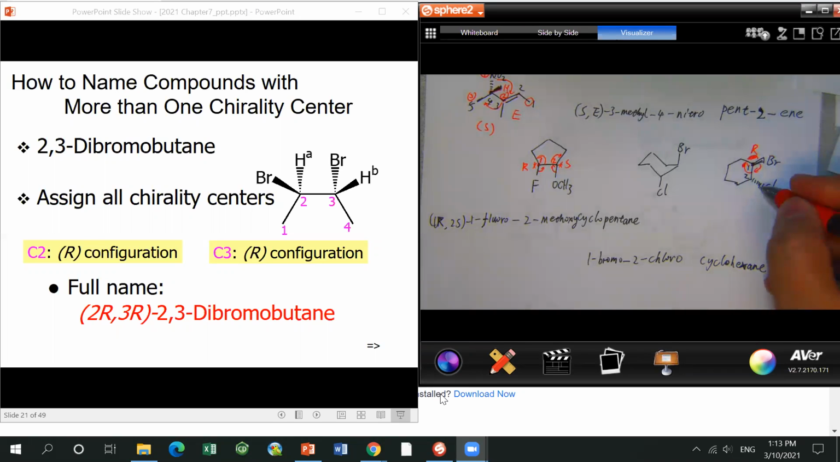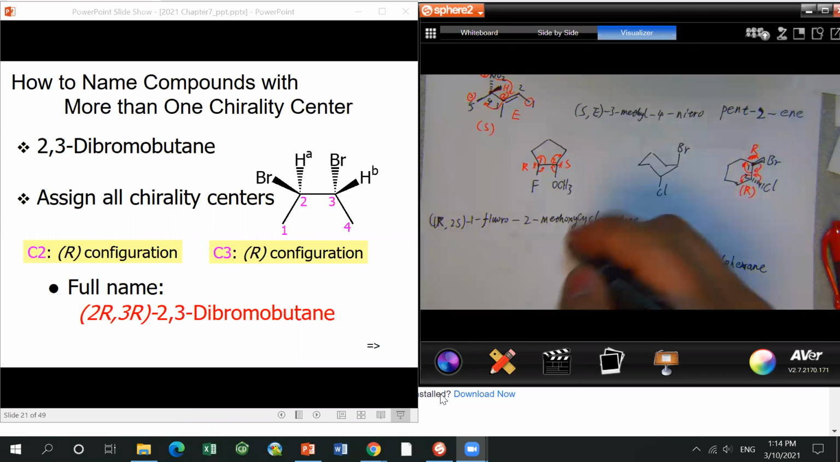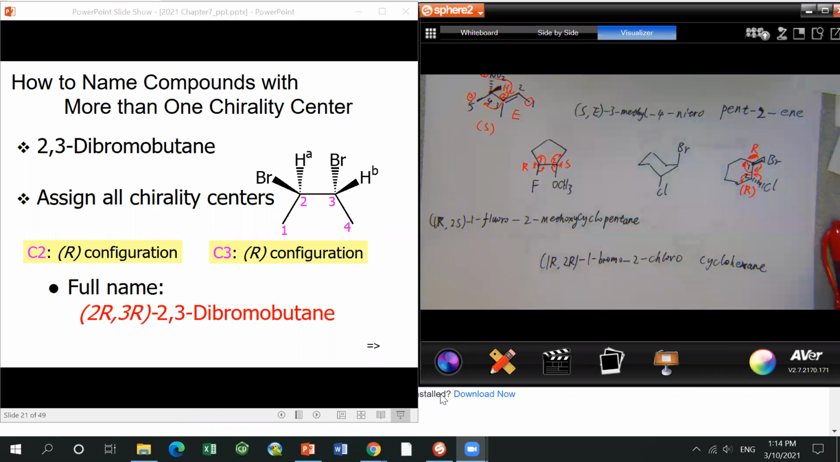For the bottom one, be careful. Because the chlorine is connected by the dash bond, the hydrogen is connected by the wedge bond, so the hydrogen points towards you. When you draw the arc 1, 2, 3, it looks counterclockwise, but because the lowest priority group points towards you, you need to give the opposite assignment. That should be R again. So for this compound, the full name should be 1R,2R, hyphen, and hold it. So that is how you do it.